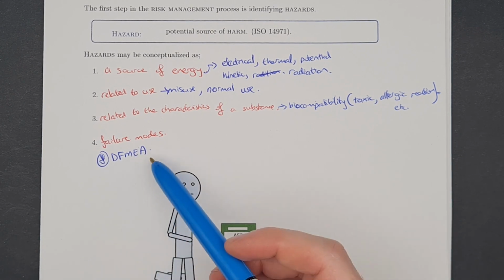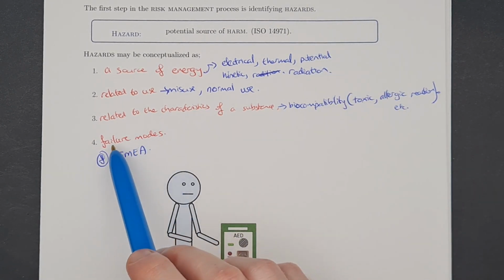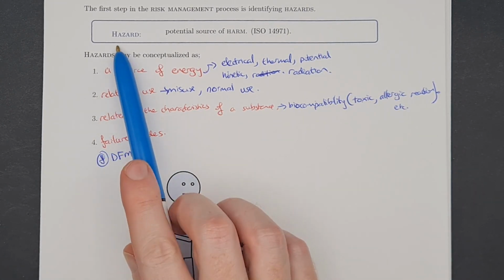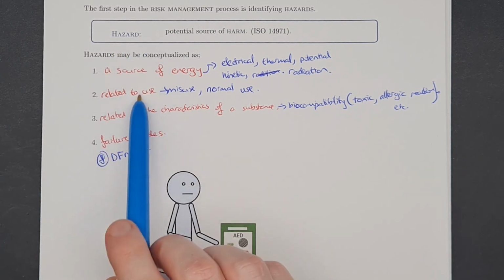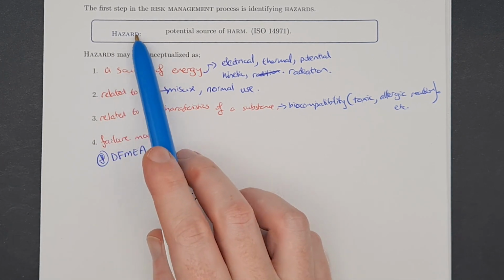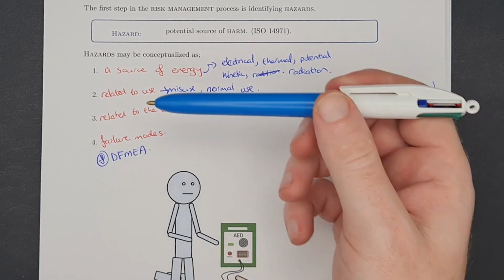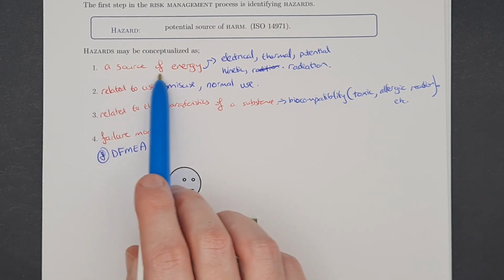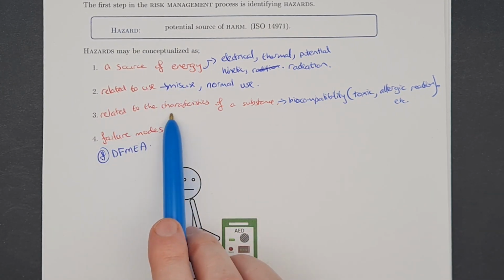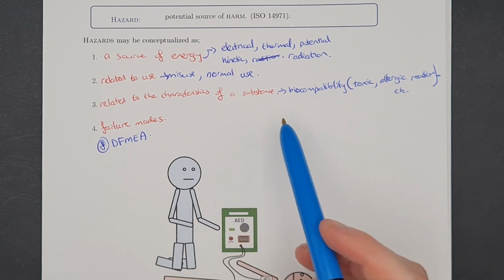You can see it's a bit intertwined with risk management, and you can think of a hazard as a failure mode, but it can also be something broader. There's a bit of a difference between those two words in that a hazard is generally a broader scope, because it's not only a failure mode, it can also be a source of energy, related to use, or related to the characteristics of a substance, etc.